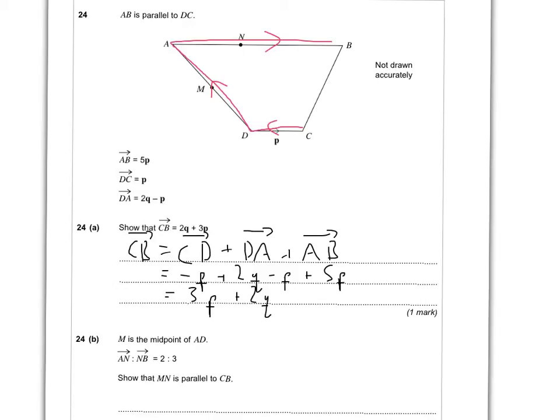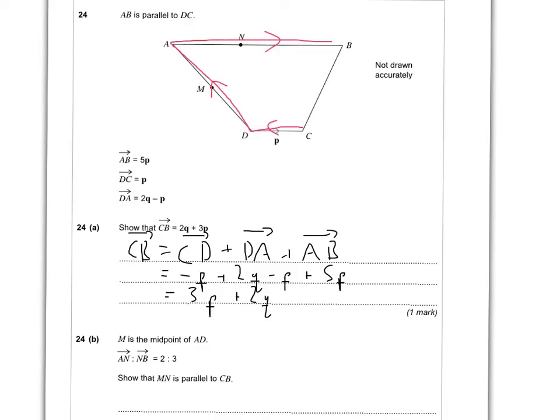So it says, next of all, M, this point here, is in the middle of AD. We didn't stop off on our journey earlier because we may as well have just gone straight from D to A. And I'm told where N is. N is positioned such that AN is 2 parts and NB is 3 parts. It now asks me to show that MN is parallel to CB. So I can leave all this working on the page. I'm going to do my answer over here.